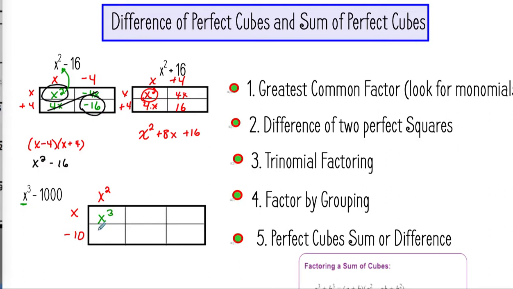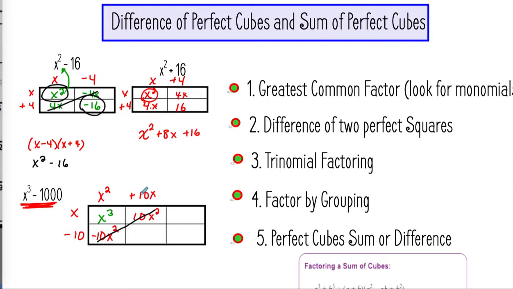X squared times negative 10 is negative 10x squared. Awesome. But if you look here, I don't have any squareds in my original. So therefore, all my squareds have to cancel out. Well, the only way to cancel out a negative 10x squared is to have a positive 10x squared. They're going to cancel each other out. So what did I multiply by to get that positive 10x squared? I must have multiplied by a positive 10x. Positive 10x times x is positive 10x squared.